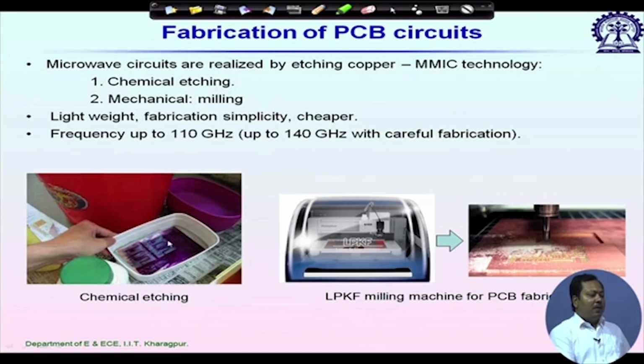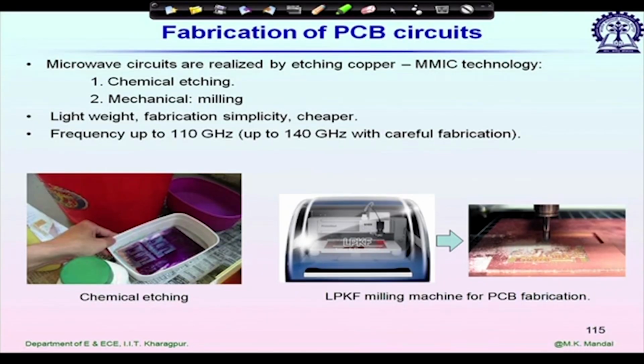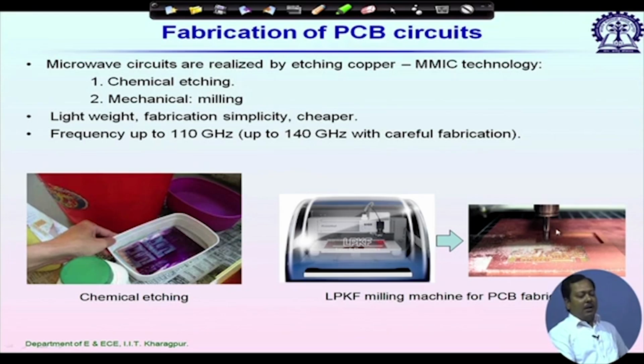We have one more method, using mechanical milling. We have some computer controlled machine like this. In IIT Kharagpur, we have one LPKF and one MITS machine. Inside this machine we have a drilling machine like this, and it can also do milling. We have different types of bits for different purposes. For milling, we have milling bits. For drilling, we have drill bits, and to cut away a substrate part, we also have a substrate cutter.